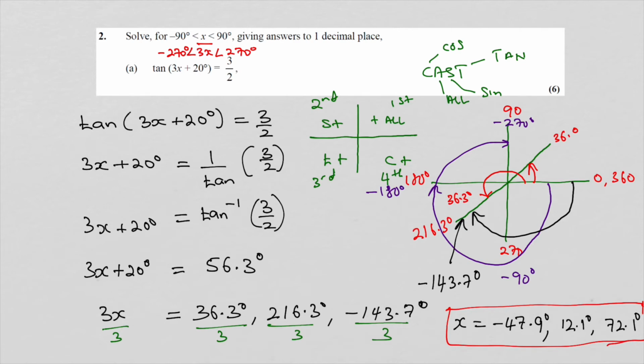So that's what we're looking for. Question 2. Solve for minus 90 degrees less than x less than 90 degrees to one decimal place. B, 2 sine squared x plus cos squared x equals 10 over 9. So we've got 2 sine squared x plus cos squared x equals 10 over 9.